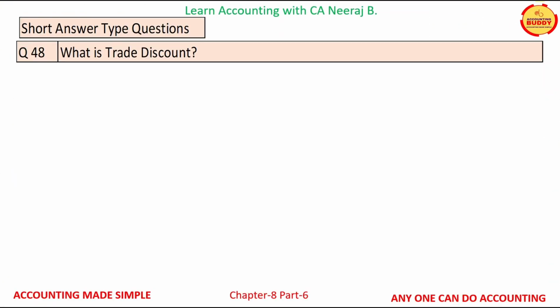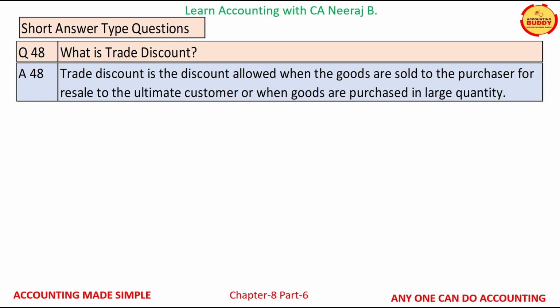Question number 48. What is trade discount? The answer is trade discount is the discount allowed when the goods are sold to the purchaser for resale to the ultimate customer or when goods are purchased in large quantity.